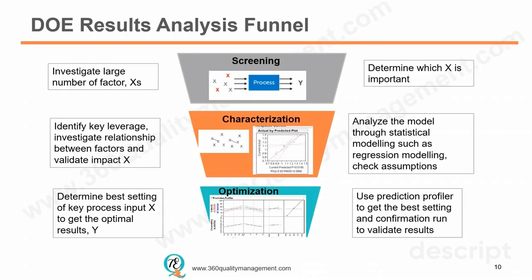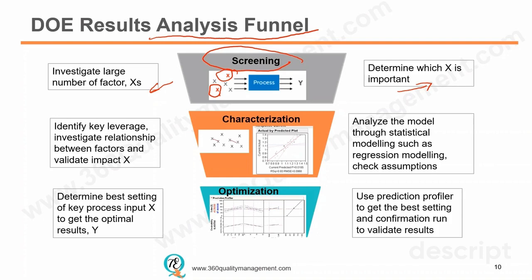Basically, the DOE experimentation and the result analysis function like a funnel. We start with investigating a large number of potential X, the process inputs, and determine which have significant impact. This stage is known as screening, where we want to identify the potential X that has the biggest impact on Y among the many.